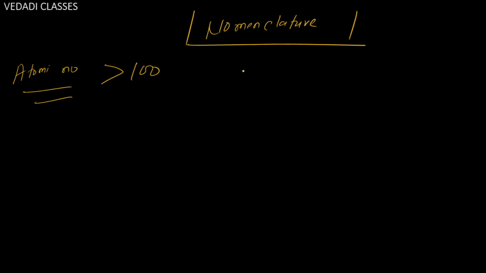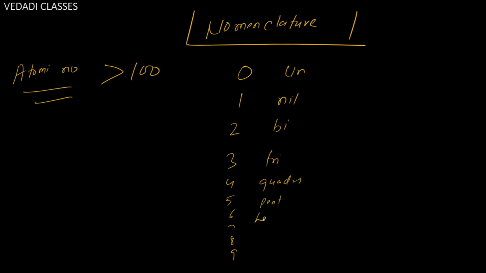They have given names like this for the digits 0, 1, 2, 3, 4, 5, 6, 7, 8, 9: nil, un, bi, tri, quad, pent, hex, sept, oct, en. So this is given for 0, 1, 2, 3, 4, 5, 6, 7, 8, 9.